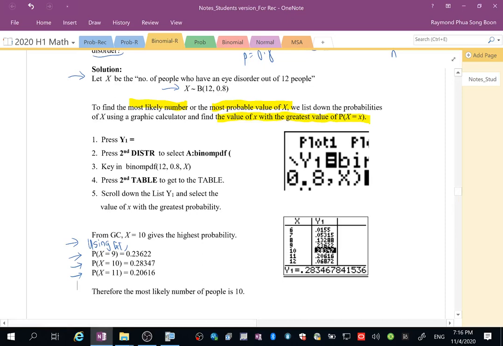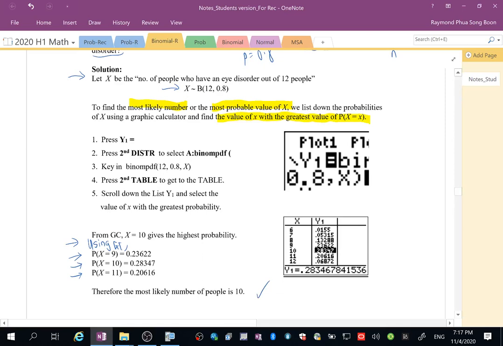So you know that the correct answer is x equals 10, so you put it in the center row and then you copy one row above and one row below. The different probability values correspond to different values of x. We can see that the highest probability occurs when x equals 10. So therefore, the mode, or the most likely number of people among the inhabitants of 12 people to have the eye disorder, will be 10.